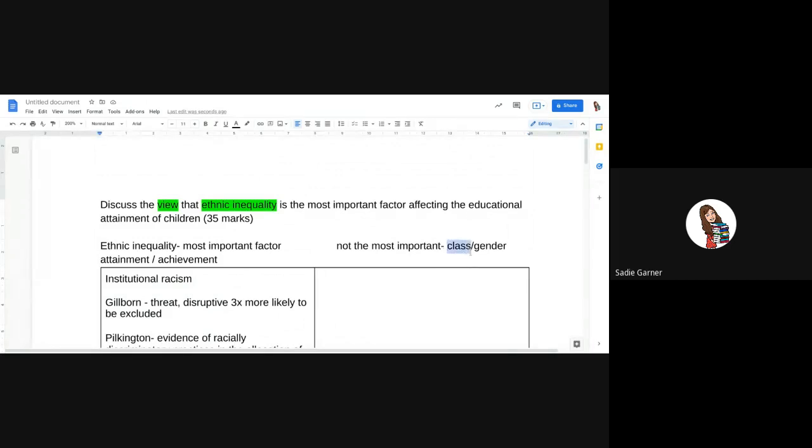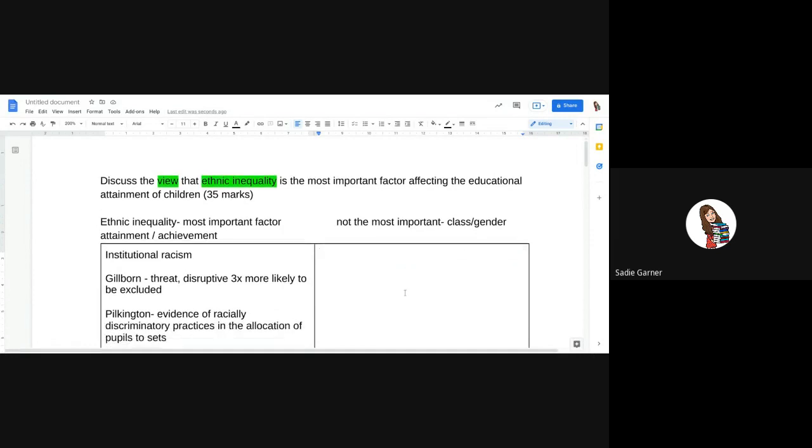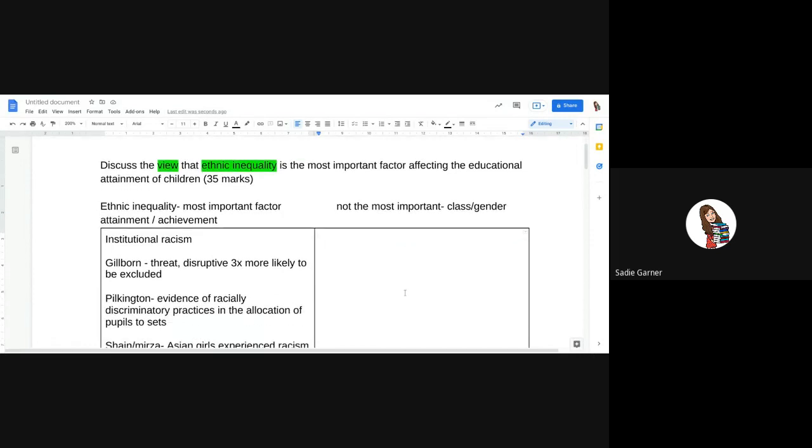Here I'm going to do material deprivation because, you know, if you can't concentrate because you haven't had breakfast, regardless of your ethnic origin, that's going to lead to huge issues for learners. I'm going to do class, but I'm going to say ethnic inequality is not the most important. It is class and material deprivation specifically. Smith and Noble look at the impact of material deprivation.